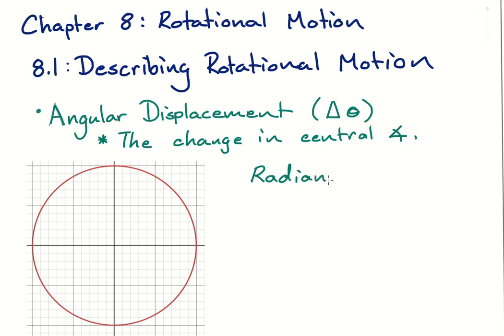How many radians are in a full circle? 2 pi. There we go. 2 pi radians in a full circle. That's fine. That's 2 pi r, right? It comes from the formula for the circumference of a circle. But what's 1 radian? 2 pi radians is a full circle. What about 1? Just 1.